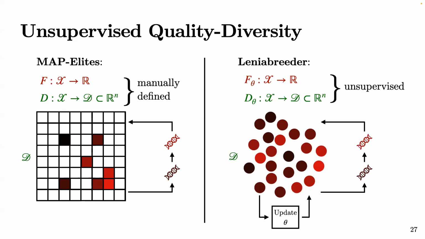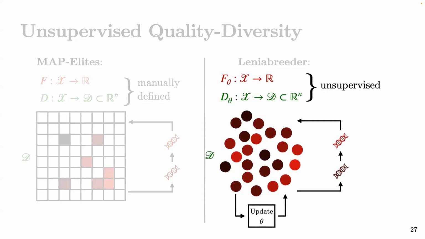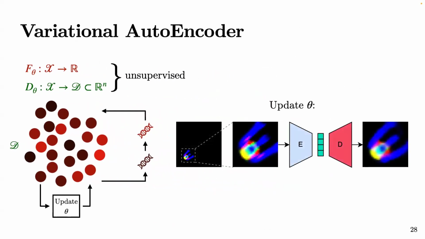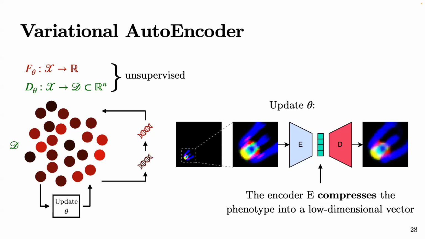So the question is now, how do you update theta and how do you learn these unsupervised fitness and descriptor functions? So what we'll do is we'll use a technique from machine learning called variational autoencoder that is able to compress an image, so the image of a phenotype, into a low-dimensional vector. So think about the vector as a descriptor of the image here in green. And it does not store pixel values, but rather a description of the image at a high level of semantic meaning. So to train this machine learning model, it's very simple. Just take the image, you encode it, then you decode it with the decoder in red, and you basically minimize the loss between the input and the output.